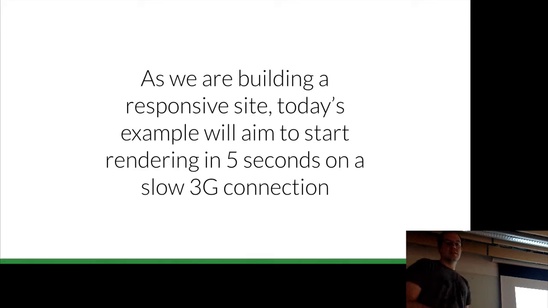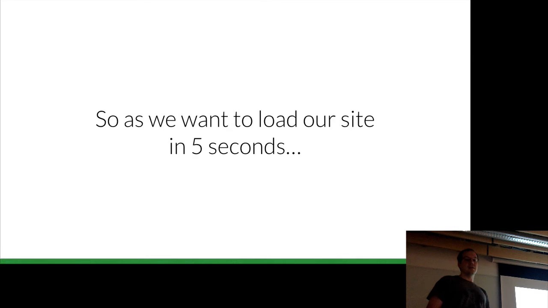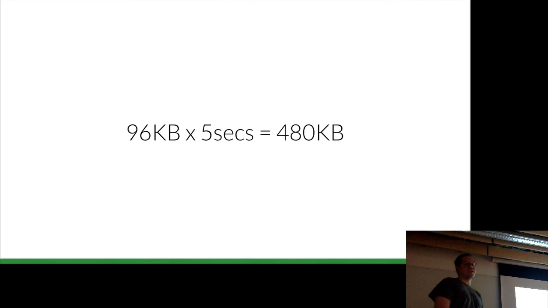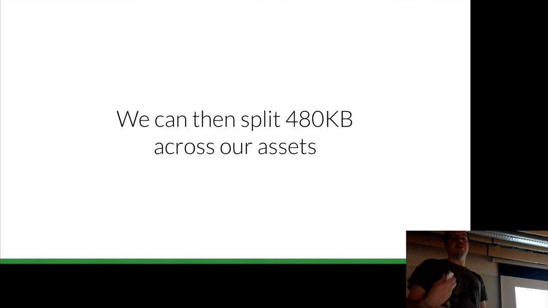To start with, we need to define slow 3G. WebPageTest defines this as 96 kilobytes per second. WebPageTest is a trusted source, so I'm happy to go with this as our connection speed. As we want to load our site in 5 seconds, we multiply the 96 kilobytes by 5 seconds. That's 480 kilobytes needed before we can start rendering. We can then split that 480 kilobytes across our assets.